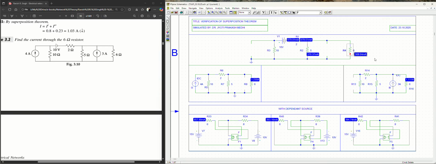Okay, and then in the final circuit, containing the 3 ampere source only, the current is coming as 1.111 in the downward direction.